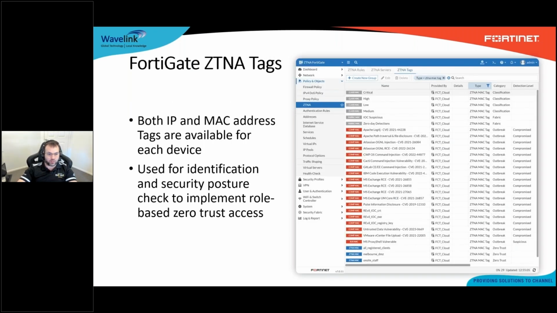So this is a screenshot of the FortiGate, and you can see there are both IP and MAC address tags that are available for every device. And these are used for identification and security posture check to implement role-based zero trust access. So this screenshot actually shows the MAC tags, but in the demo that I'm going to do shortly, you'll also see the IP tags.